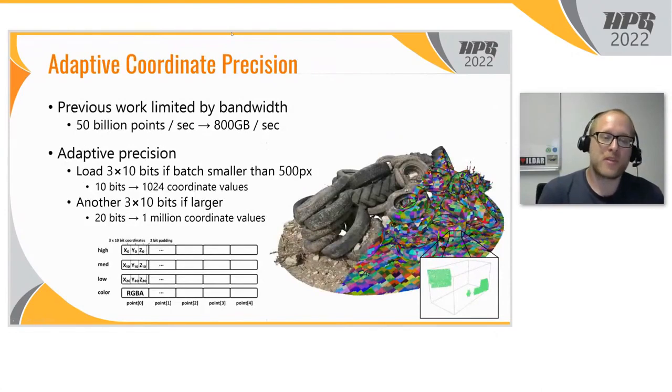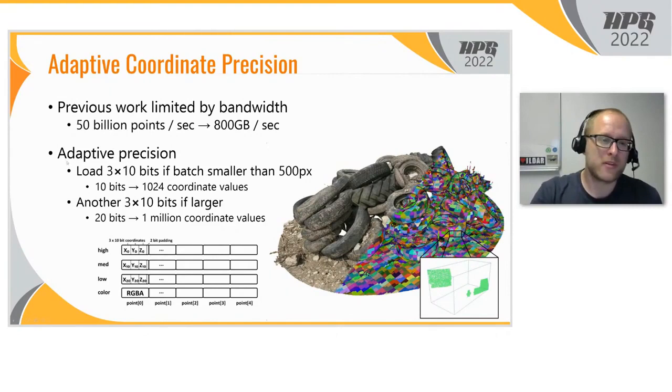The adaptive coordinate precision is one thing that significantly improves the performance here, because the previous work was limited by memory bandwidth usage. So we were able to render up to 50 billion points per second, but with 16 bytes per point, that was a memory bandwidth usage of 800 gigabytes per second. And this already hits almost the limits of the highest-end graphics cards.